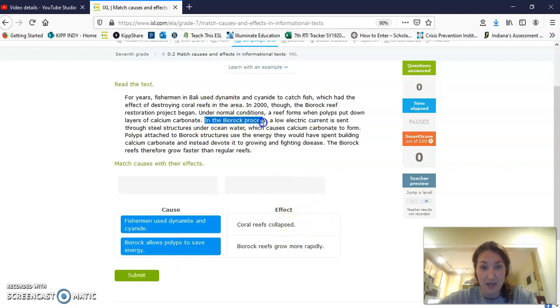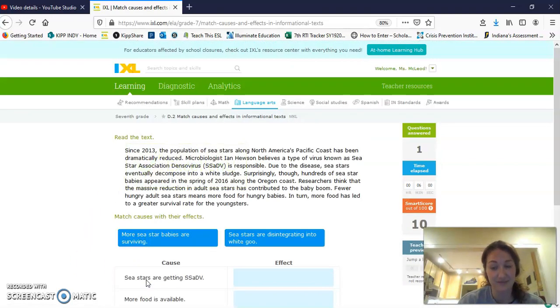It says, in the BioRock process, a low current is sent through steel structures under ocean water, which causes calcium carbonate to form. Polyps attached to the BioRock structures use the energy they would have spent building calcium carbonate and instead devote it to growing and fighting disease. The BioRock reefs, therefore, which is one of our cause and effect words, grow faster than regular reefs. Because the BioRock allows polyps to save energy, the effect is they grow faster than regular reefs. All right, good luck.